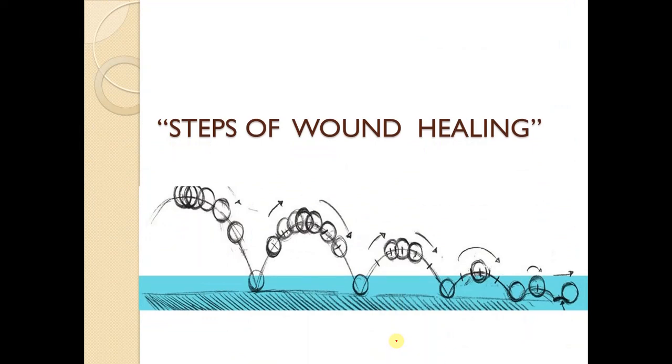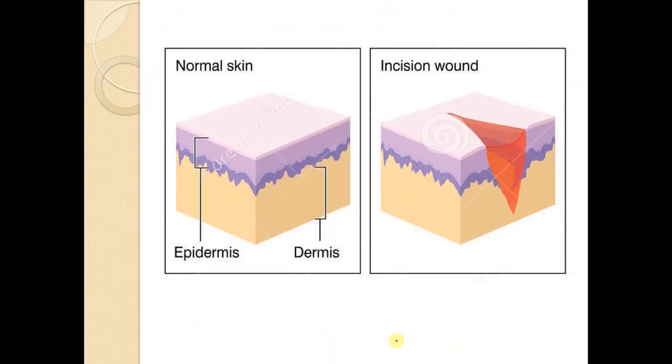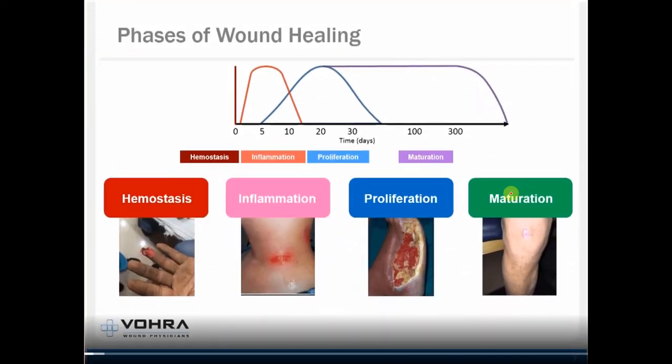Now coming towards the steps of the wound healing. This is the diagram of a normal skin showing the epidermis. The purplish part shows the epidermis, and the yellow part is the lower part of the dermis. In the next picture, you see there is a large breach in both the epidermis and dermis. Now, what are the phases of wound healing? The phases of wound healing mainly include hemostasis, inflammation, proliferation, and maturation.